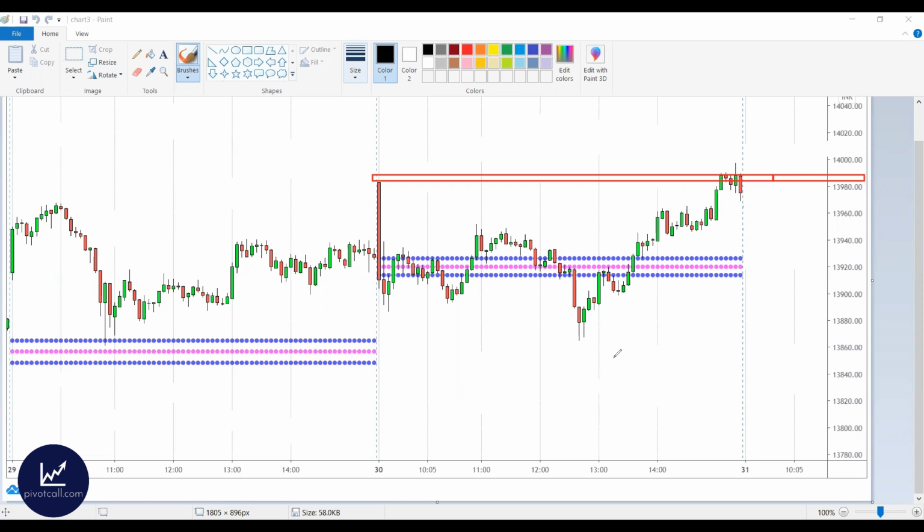Now again, coming back to the supply zone, you should know that once a supply zone is broken, it becomes your demand zone. That is the same logic: support becomes resistance, or resistance becomes support. This supply zone was broken here with this candle, but it could not sustain and it reversed. It broke that breakout line, right?